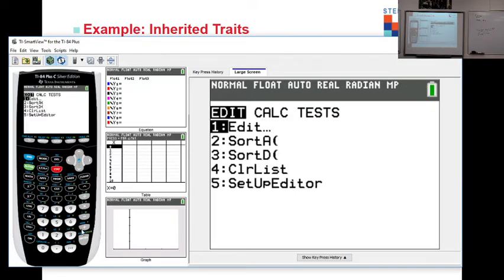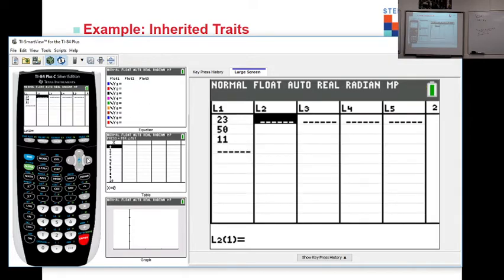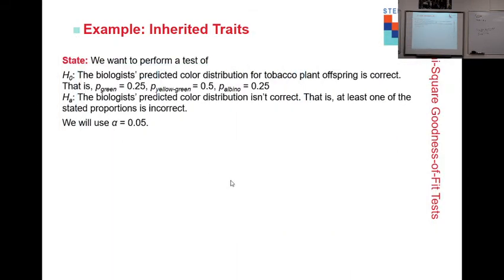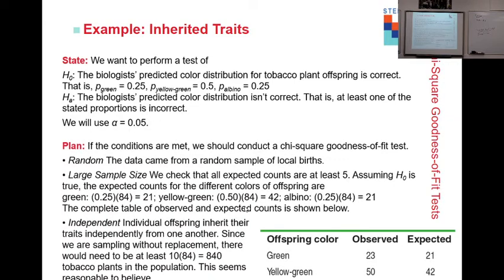Oops, I want my list, and I'm going to put the 21 and the 42 and the 21. So I'm putting my expected counts in list 2. And I'm listing all of them, and I'm saying that they're all at least 5. So here's our step 2. Chi-square goodness of fit test is the name of it.